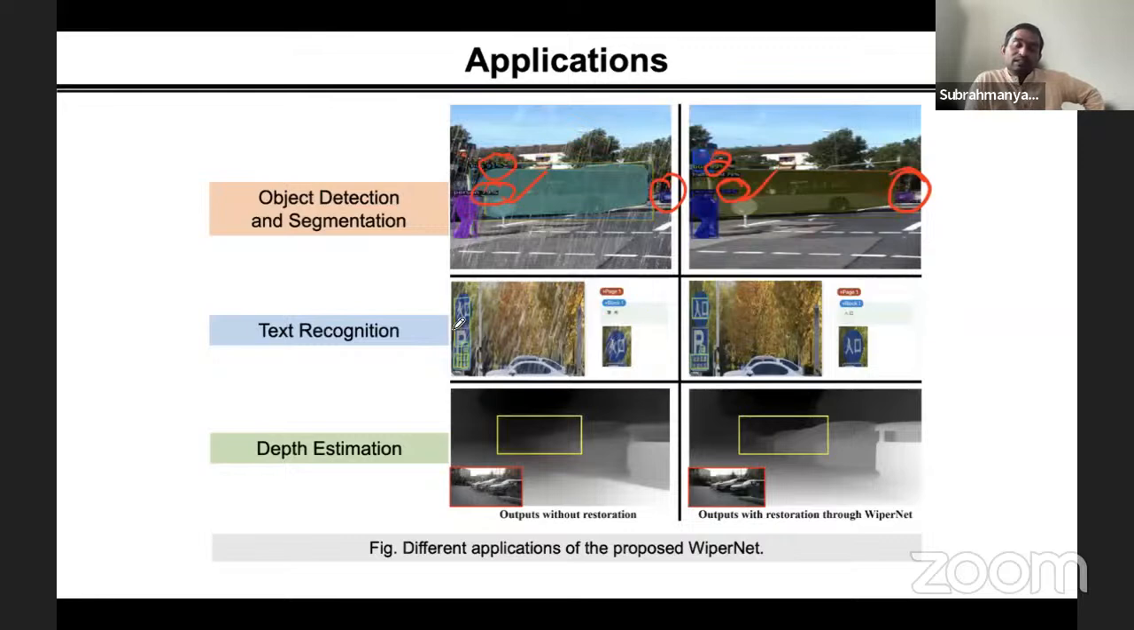So in the text recognition case, whatever the signboards are there, those signboards can be processed and we are able to perform recognition. See here, we are able to read this even after pre-processing by our algorithm. And then depth estimation is again a very essential thing. It may be stereo depth or single image depth.